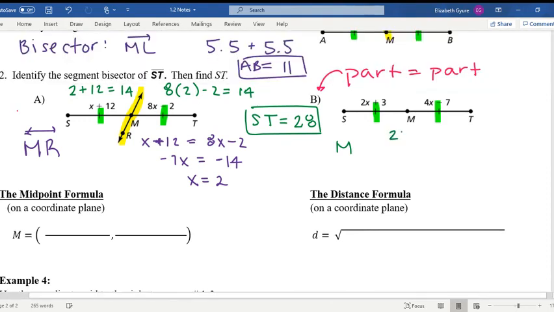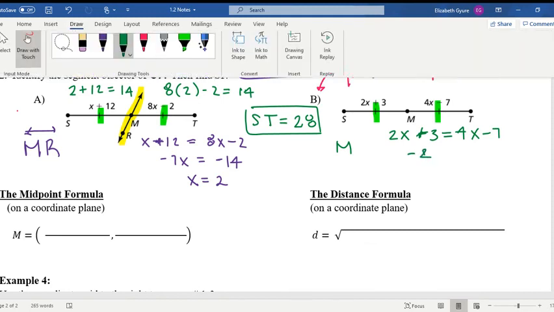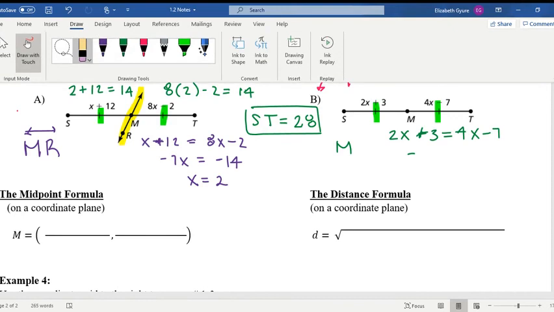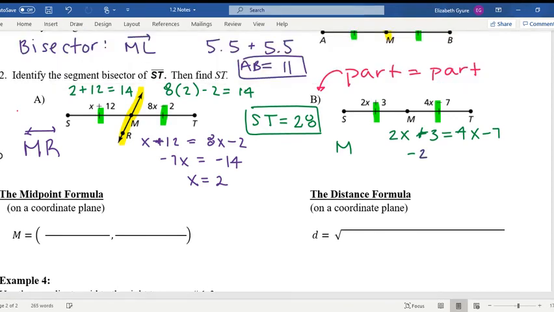We're going to do 2x plus 3 equals 4x minus 7. And solve. I'm going to subtract 4x from both sides. That gives you negative 2x. And then subtract your 3 over, and that gives you negative 10. And oops, I just realized I changed colors halfway through the problem. That's okay. Divide both sides by negative 2. You're going to get positive 5.